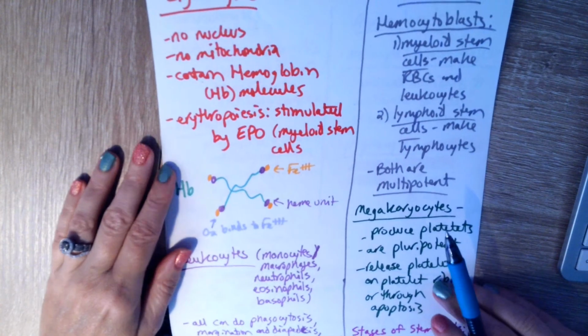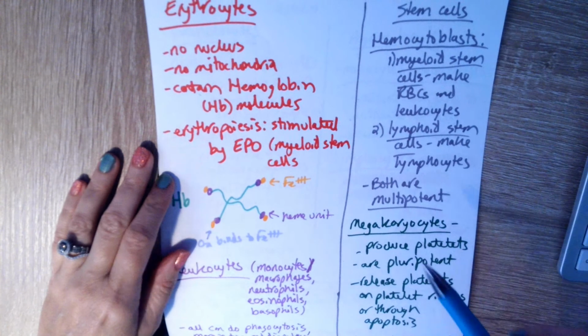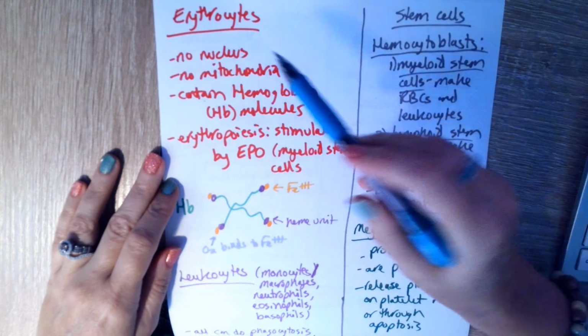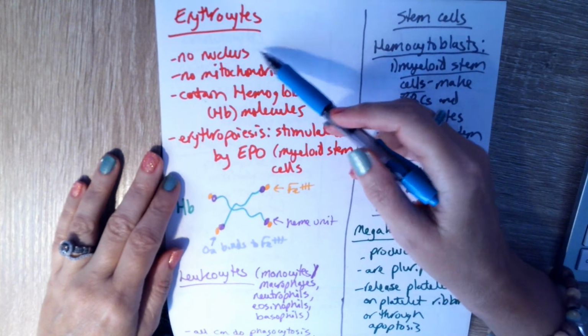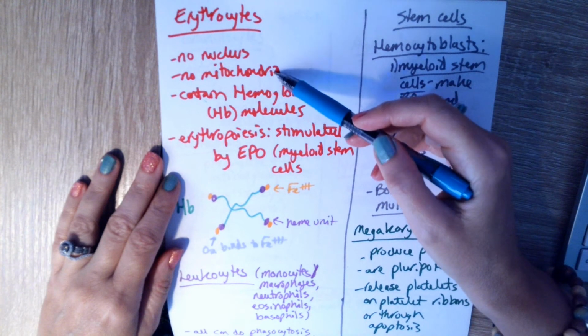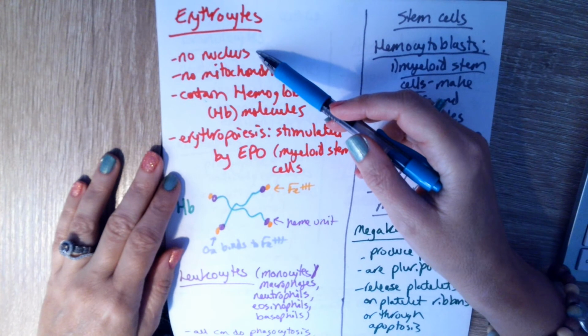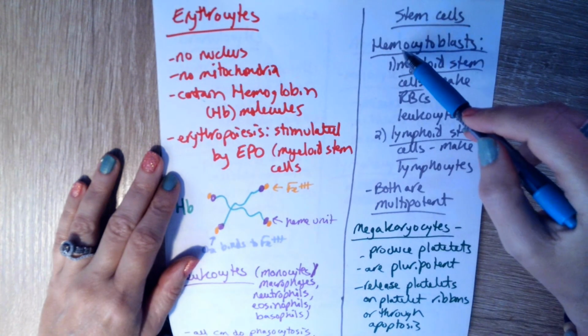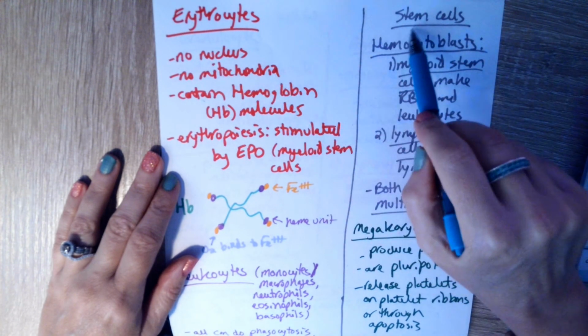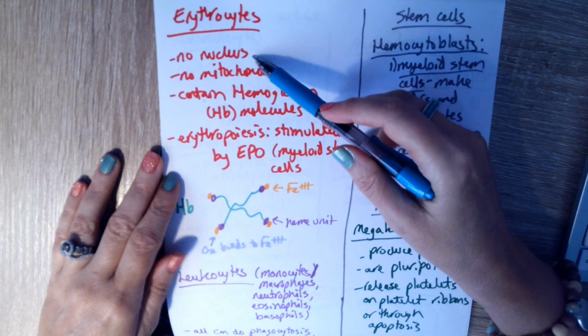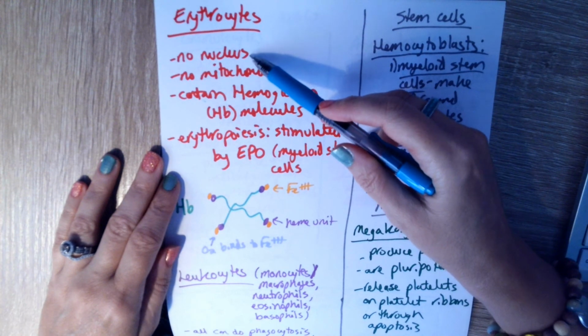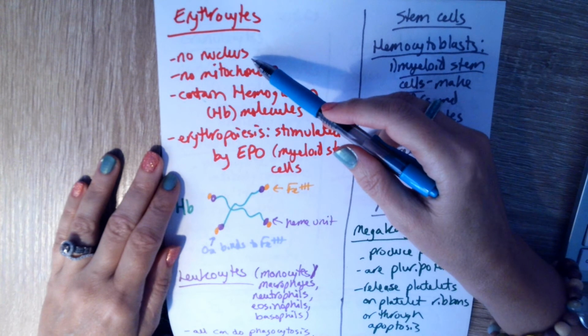Okay, so let's look at our erythrocytes. We'll look at each of the formed elements in turn. Our erythrocytes have no nucleus and no mitochondria. Because they don't have a nucleus, they can't reproduce themselves. You have stem cells, which we'll get into in a minute or two, which are responsible for making new red blood cells. But the erythrocytes themselves are not going to divide and create new ones.